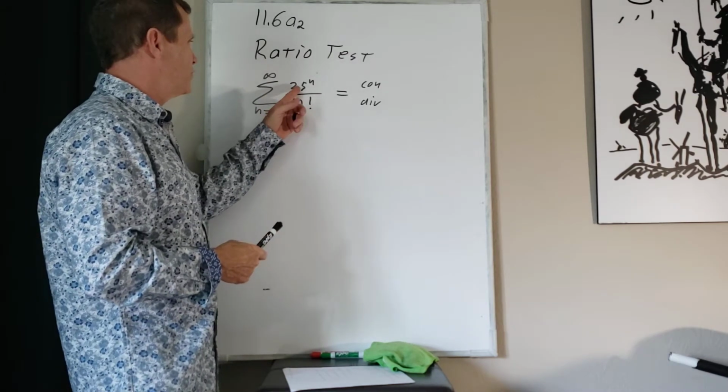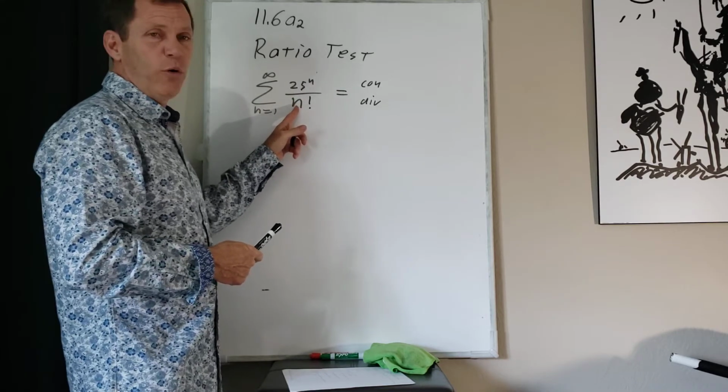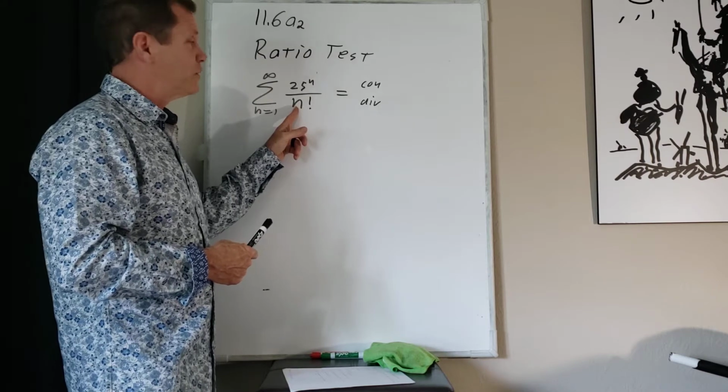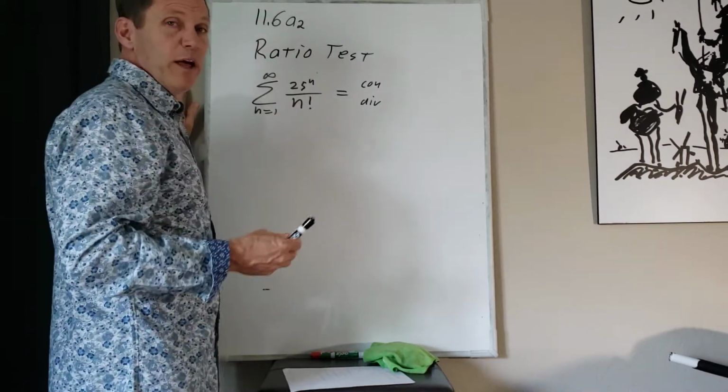Now, who's growing faster? 25 to the n, that's a screaming fast function. Or is n factorial going faster? That's a screaming fast function too. We're fixing to find out who's faster. Okay, so I'm not quite sure what to do. So I'm going to pull out the ratio test.